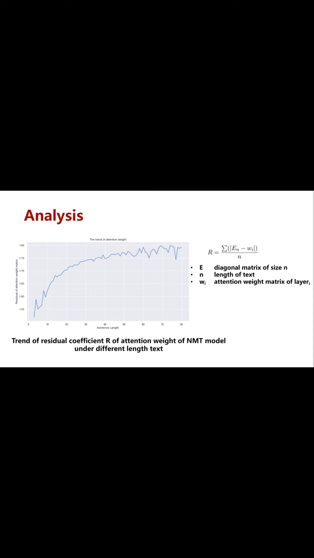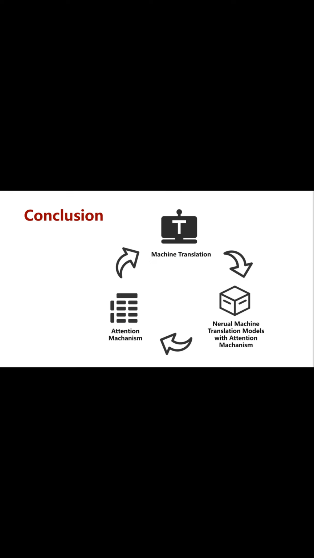The result shows that with the increase of the text length, the performance of the attention weight gradually decreases. This confirms the performance trend of the NMT models. It is significant to understand the performance difference of the attention mechanism on datasets of different text scales, which may indicate a potential optimization direction of the attention mechanism in such tasks.